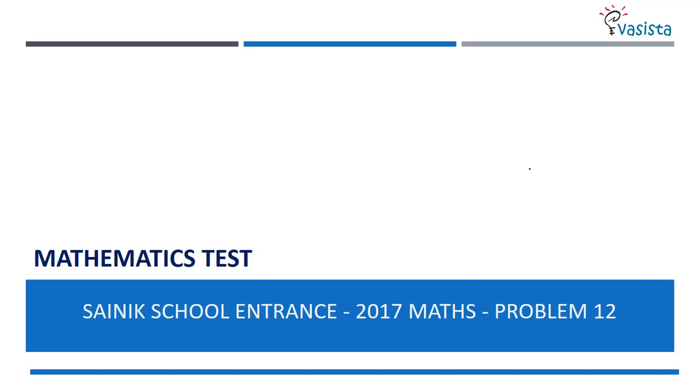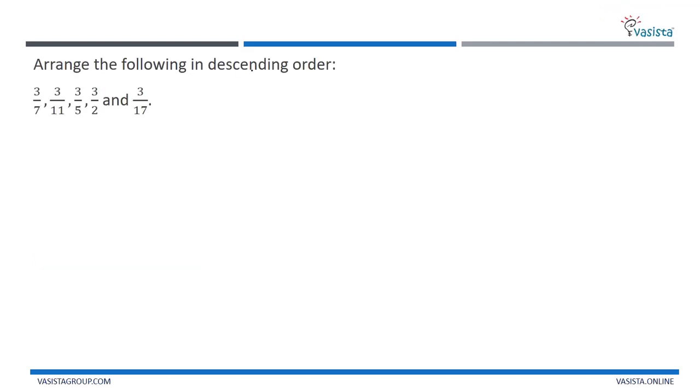Let us go with problem number 12. Arrange the following in descending order. Descending order in the sense that is greatest to smallest we need to work, right? Greatest to smallest we need to work.